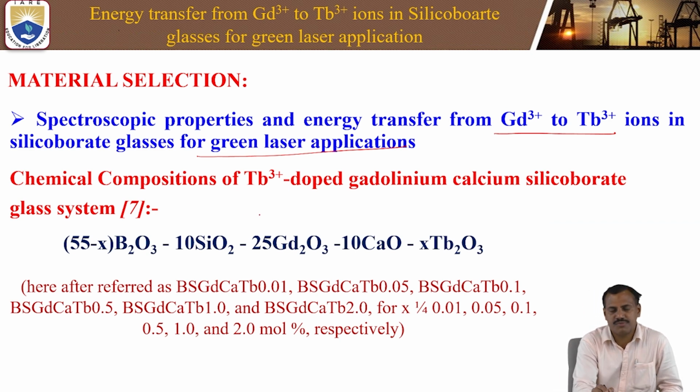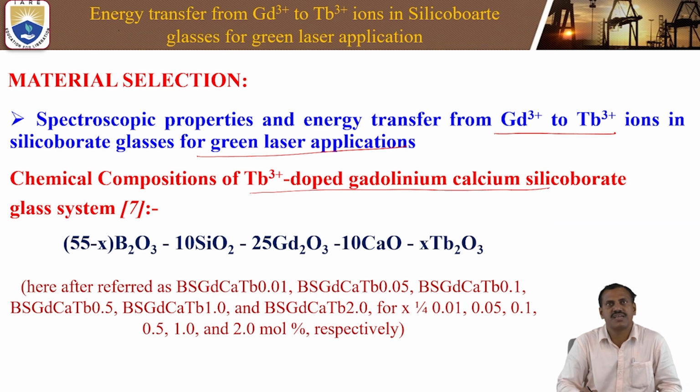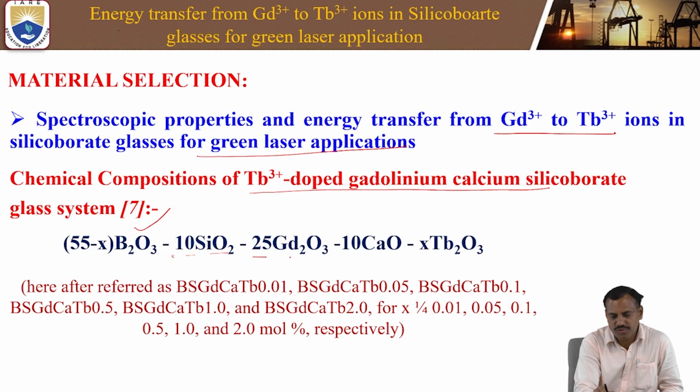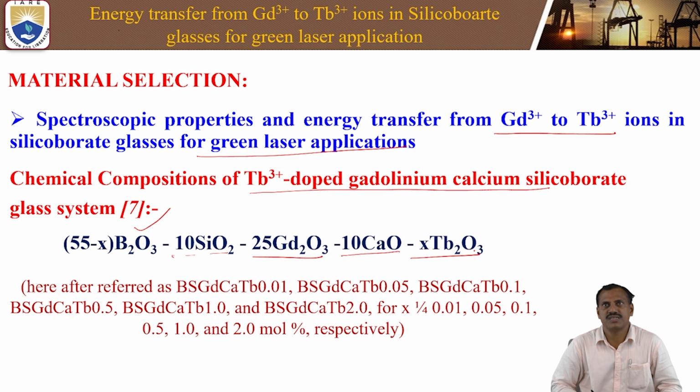The chemical composition of the terbium-3 plus doped gadolinium calcium silicoborate glass system is (55 minus X) boron trioxide, which is the highest percentage, 10 mole percent of silicon dioxide, 25 mole percent of gadolinium oxide, 10 mole percent of calcium oxide, and X mole percent of the rare earth dopant, that is terbium Tb2O3 ions. Hereafter this glass is referred to as BSGD calcium Tb. The concentrations are low, from 0.01 to 0.05, 0.1, 0.5, 1 mole and 2 mole. These are the different concentrations of the rare earth element doped in the silicoborate glasses.